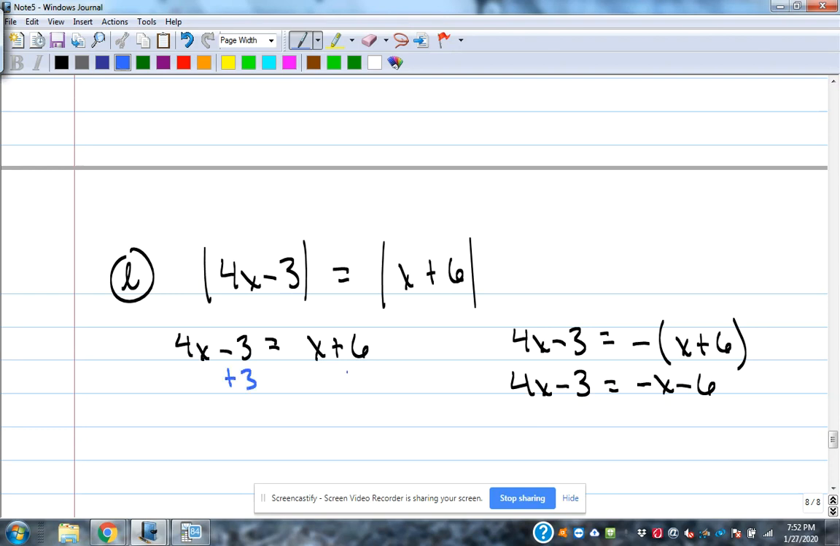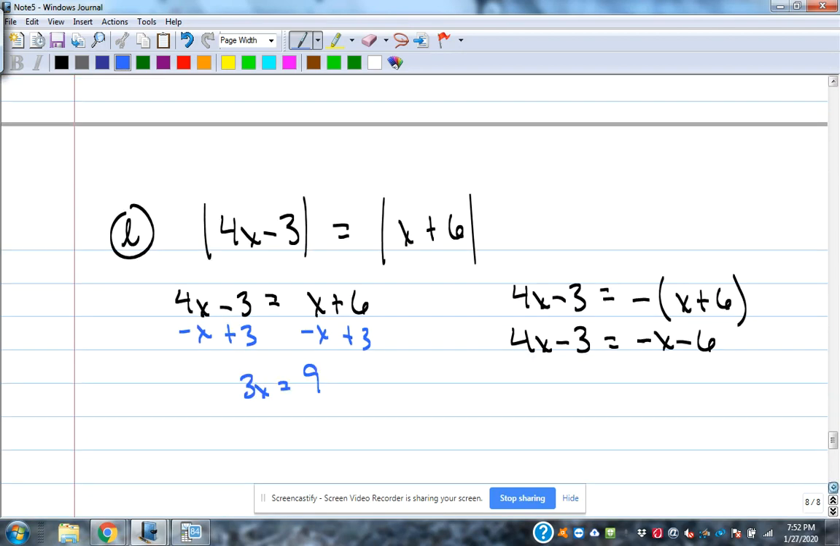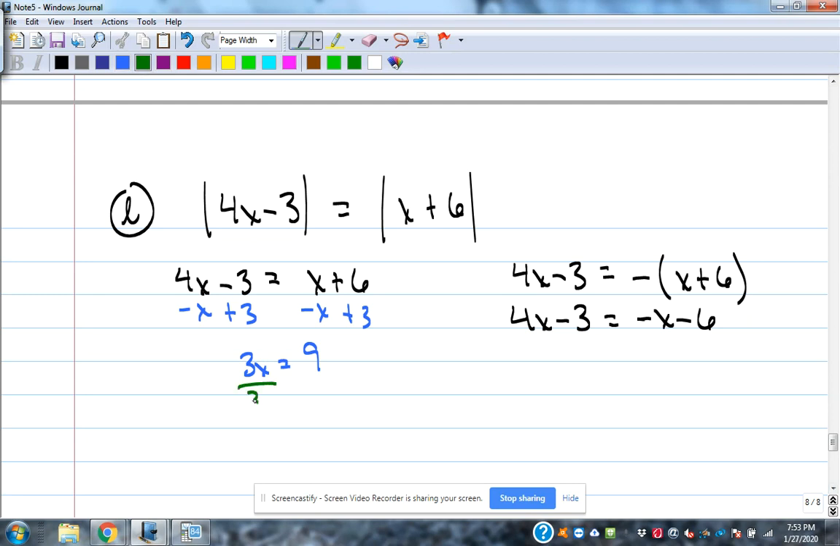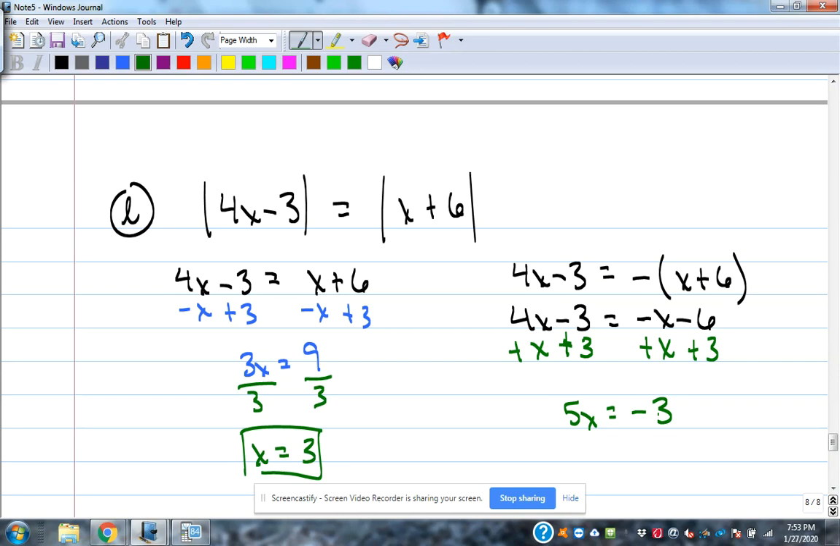So add 3, subtract x. 3x equals 9. Divide by 3. x is equal to 3. That's one of our possible answers. Same thing on the other side. We're going to add 3. And instead of subtracting x, we're going to add x this time. And that's going to give us 5x is equal to negative 3. We're going to divide by 5.